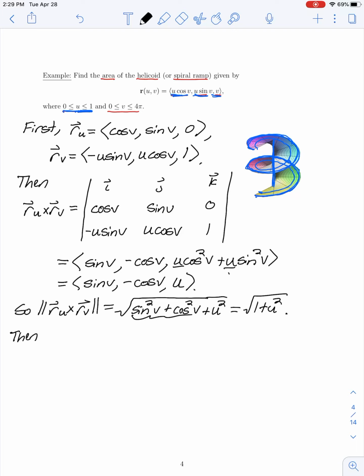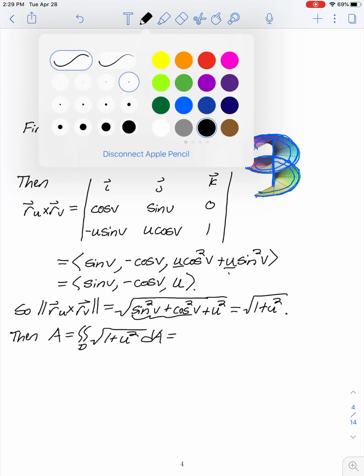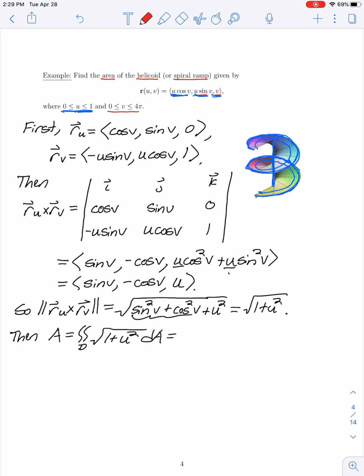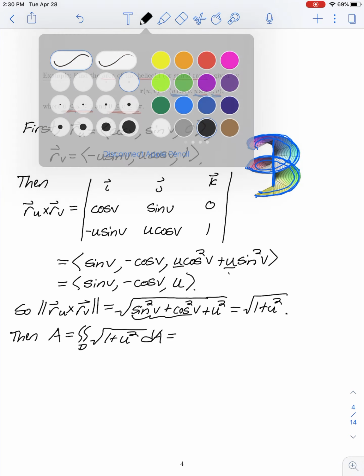So we're finally ready to set up our integral for the surface area. Here, the area of that surface is evaluated as the double integral over the parameter domain D of our function, which was the square root of 1 plus u squared, with respect to A. So setting up this double integral as an iterated integral, well, here our parameter domain is just a rectangle in the uv plane. U ranges between two constants, and so does v.